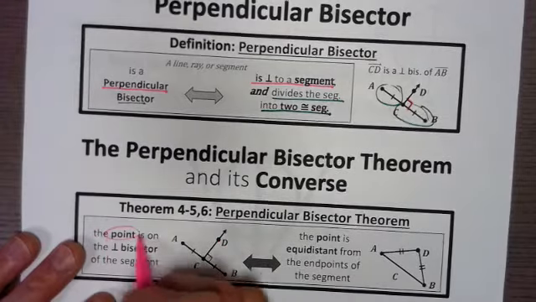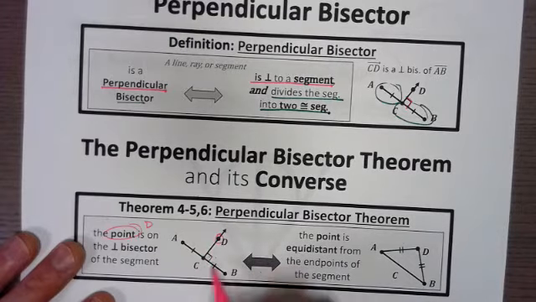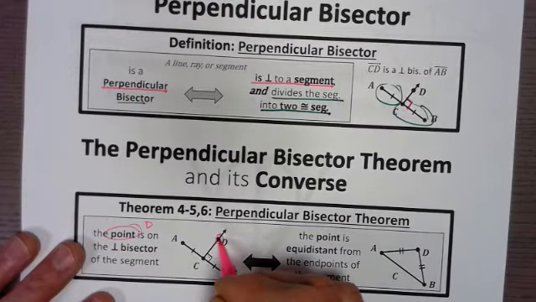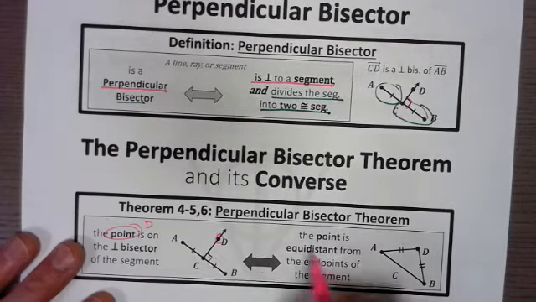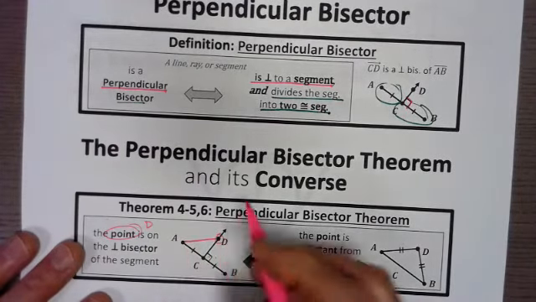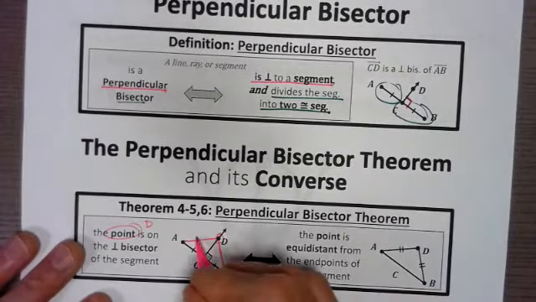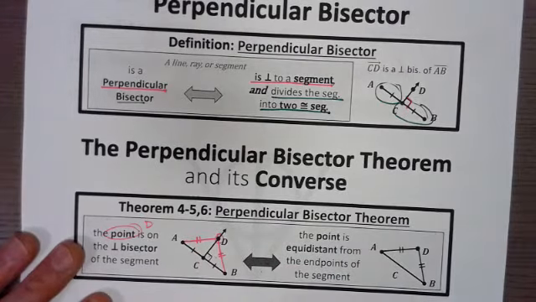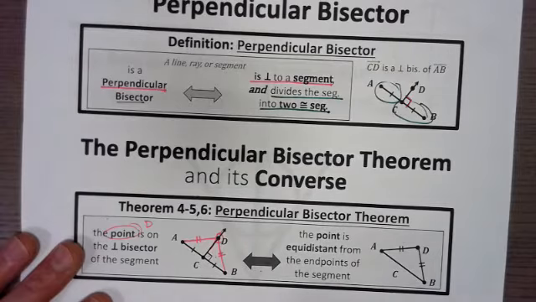So D is the point in question here. That's the point that we're talking about. It's on the perpendicular bisector. We can tell that because in the diagram it's perpendicular and it bisects AB. So this ray CD is our perpendicular bisector. Point D is on the perpendicular bisector if and only if the point is equidistant from the endpoints of the segment. So if we draw some segments that go from D to B and A, and we can prove that these two segments are congruent, then we know that this is in fact a perpendicular bisector and that point D is on that perpendicular bisector.